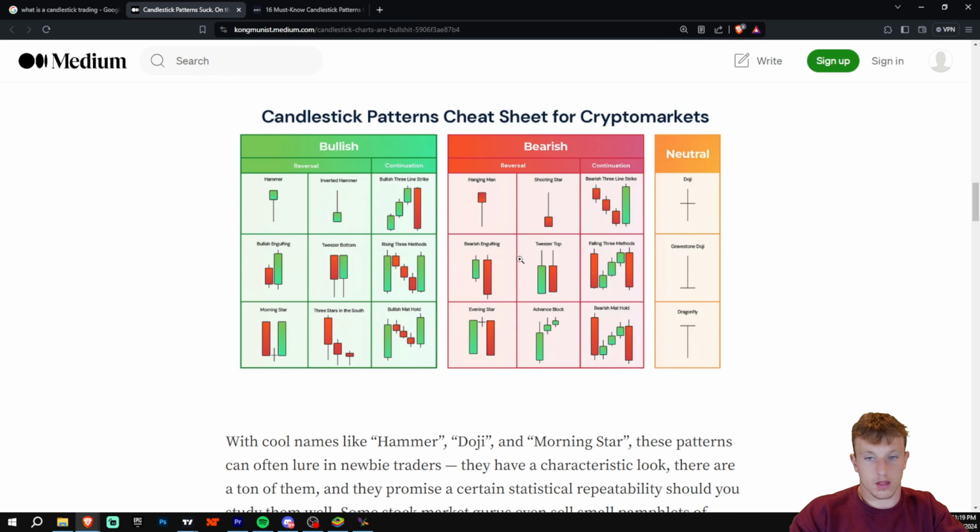And don't spend your whole life being like, oh, I'm going to trade based off of this. Knowing candlestick patterns is just like second nature to me. I don't pay attention to them, but let me give an example.